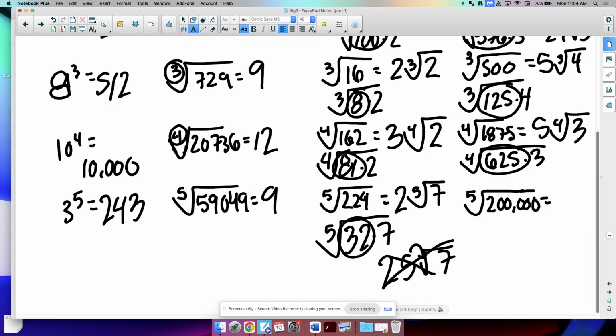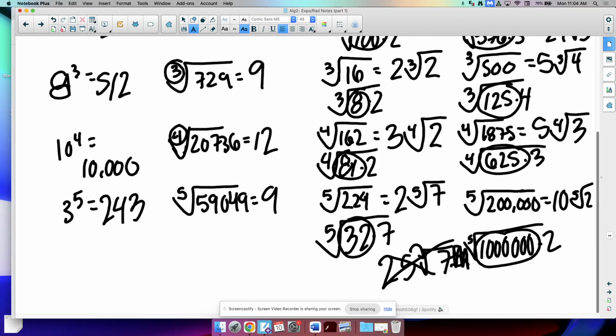100,000, is it a perfect 5th? No, which one goes into it? Alright, and again, if I put the 5 right here in front, that means it's a square root. Do you see how that looks like a square root? So this 5 needs to be little. It needs to be in the nook. What's the 5th root of 100,000? 10. What's still stuck on the inside?